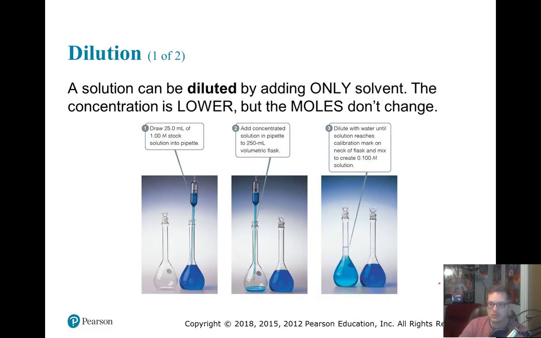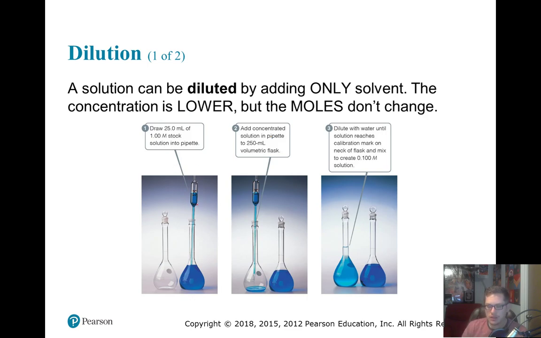The other way we make a solution is by making it from another solution. The way we would do this is called dilution. You're going to start with something that's more concentrated, take a small amount of that, add it to your volumetric flask, and then add solvent, so you get something that's less concentrated after. So the idea is that the concentration is lower than it was before, but the number of moles that you use doesn't change.